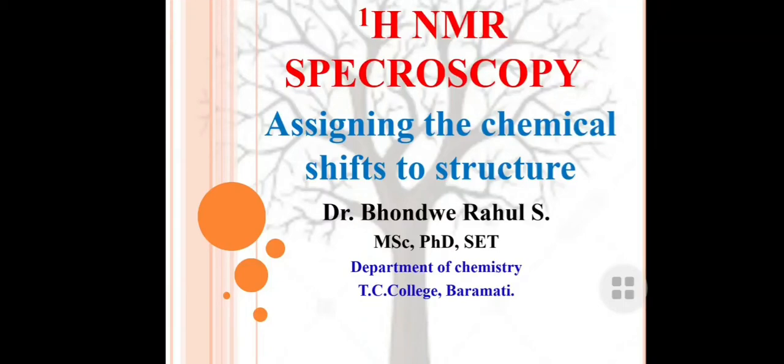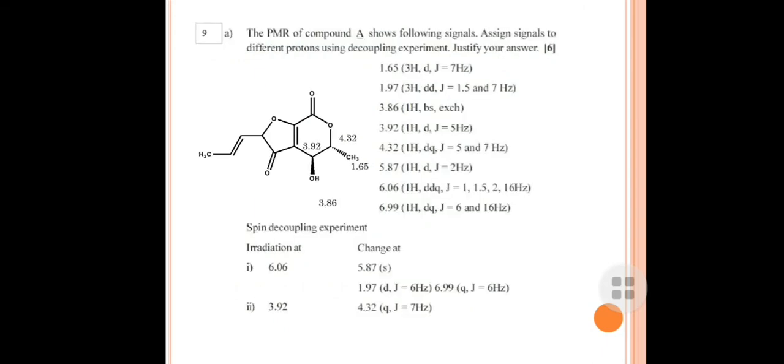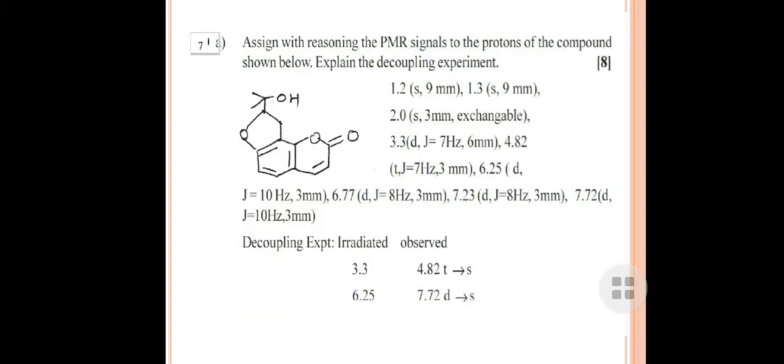Hello students, let's discuss a few more problems based on assigning the chemical shift to the structure. In my previous lecture, we covered these two problems, and I already told you that to solve this kind of problem, you need a basic knowledge of common chemical shifts and common important coupling constants. With the help of that, you can easily assign the chemical shift to each and every proton of this compound. So previously we covered this problem. Now in this lecture we are going to cover a few more problems.